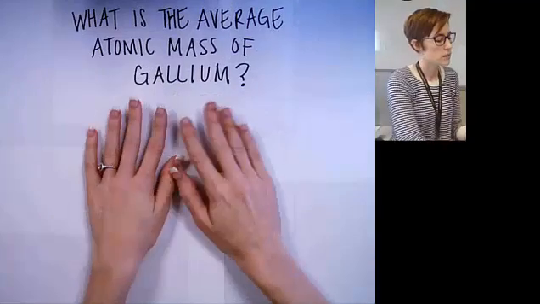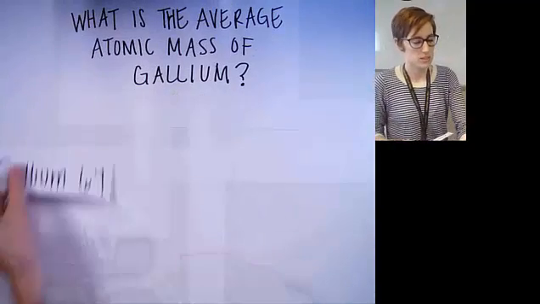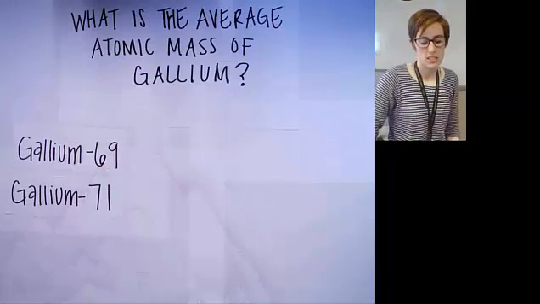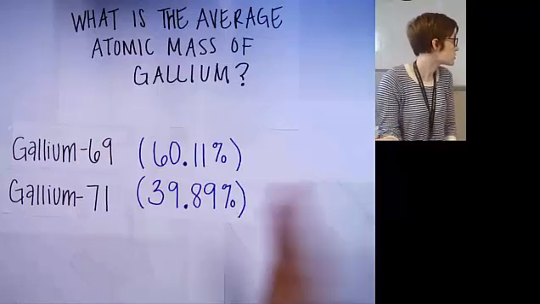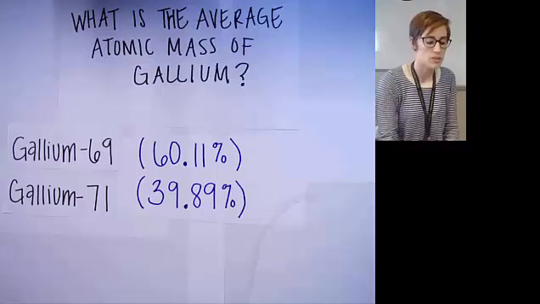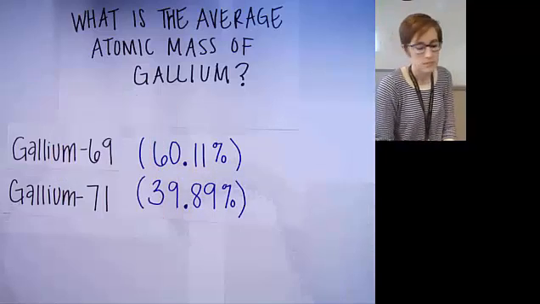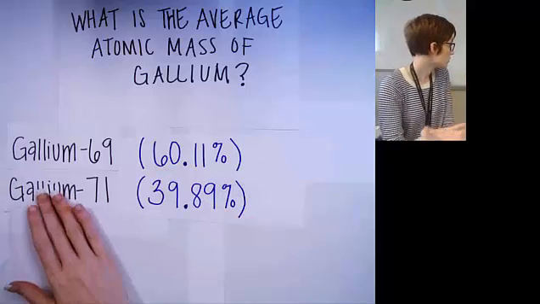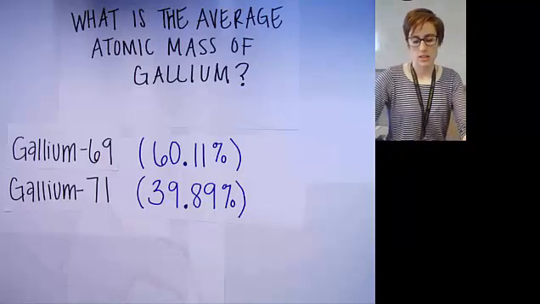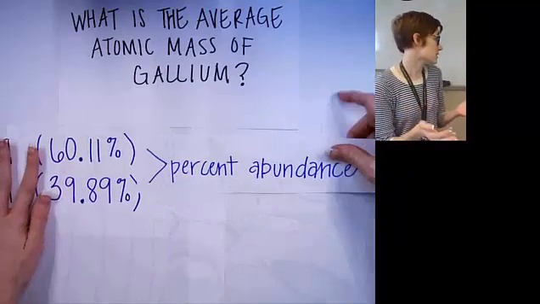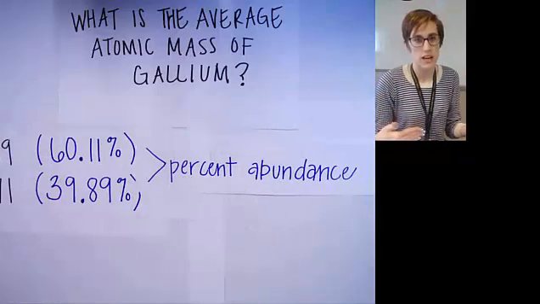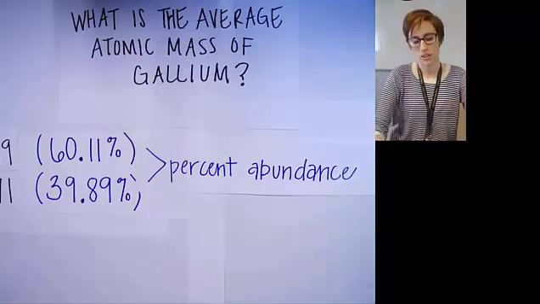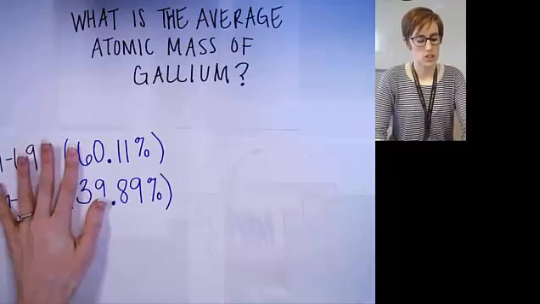Gallium has two main isotopes. The first one is gallium-69, and the second one is gallium-71. Okay? And 60.11% of all gallium atoms are gallium-69. And 39.89% of all gallium atoms weigh 71, they're gallium-71. So this is, in effect, our percent abundance. Whenever I talk about the percent abundance of an isotope, I'm really just talking about the percentage of atoms that are that isotope. So, here's my percent abundance for my two isotopes.